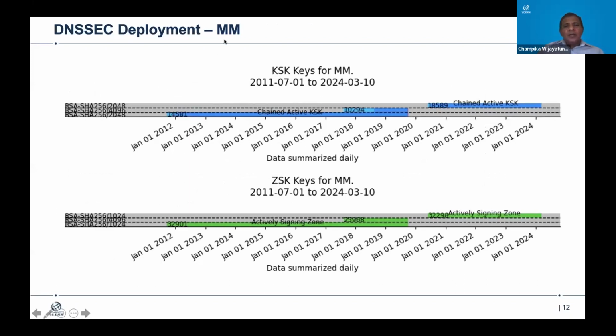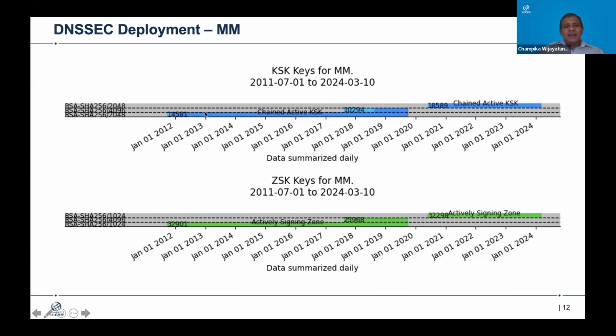Myanmar .mm has been generating these key signing keys and zone signing keys since 2011. In fact, I have also been working with them for quite long, since 2011 as well. Those days it was run by MPT, the Myanmar Post and Telecom. So those days we started generating the keys for .mm. So that's the time period.